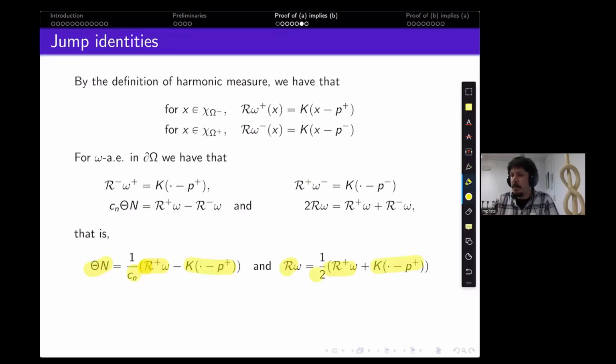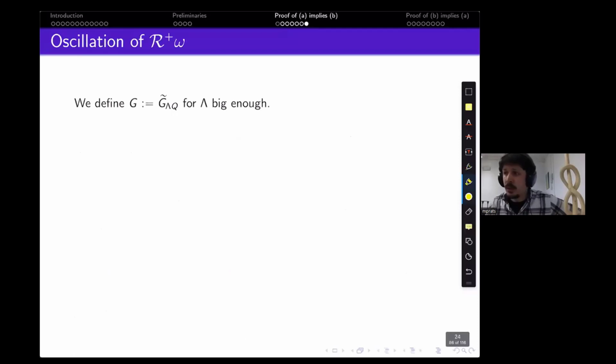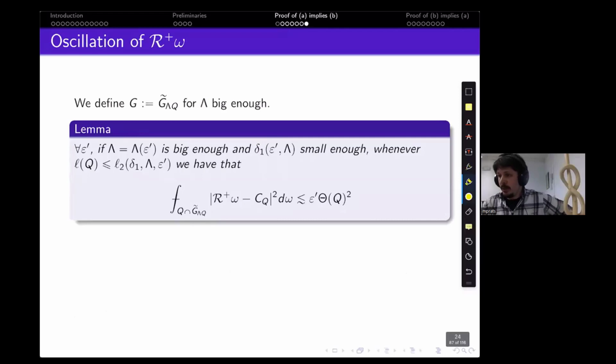Whatever. You can just reduce to the oscillations, because if you recall, both for Hirela-Sarrion and for the main argument, we need to control the oscillation. In the main argument it is the oscillation of theta n, and in the David-Semmes problem it is the oscillation of the Riesz transform. So to control both, we just need to control the oscillation of these guys. Now you define the good set for lambda big enough. For every given cube you amplify the cube a lot, and then we get this lemma: whenever the length of the cube is small enough, then we control the oscillation.